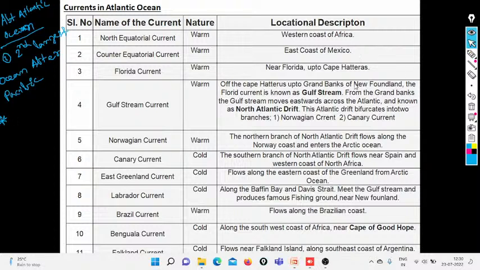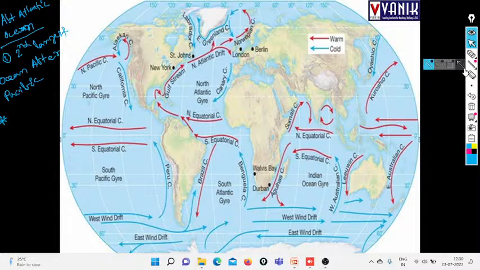Just look at the Atlantic Ocean here. On the western side is North America, on the eastern side Europe, on the south western side America, and on the south eastern side Africa. So it is completely enclosed by these surroundings. In the north it is Greenland, and in the south it is Antarctica.